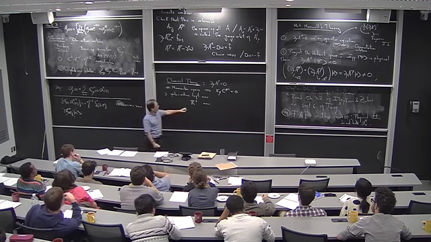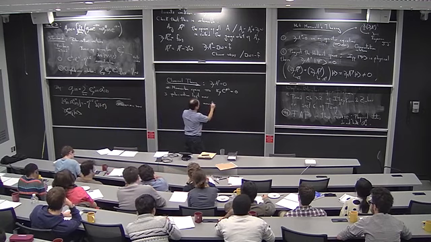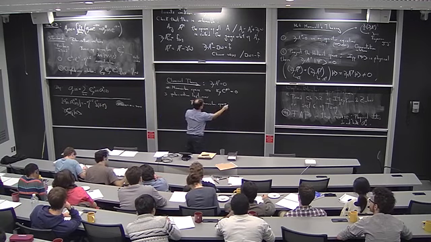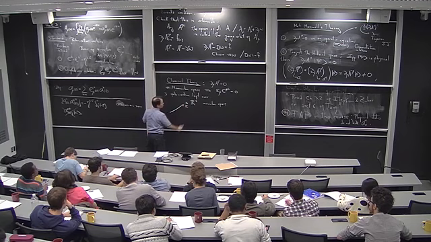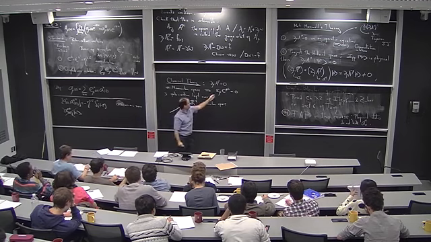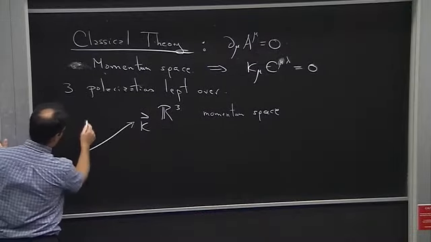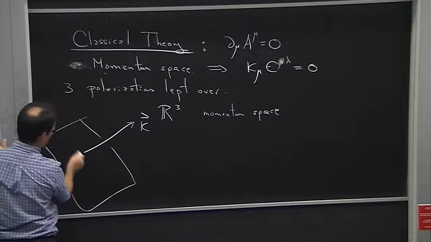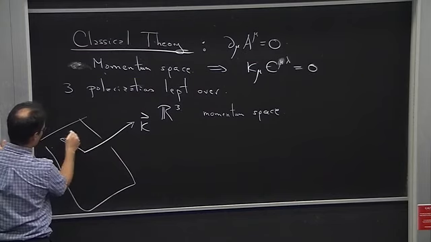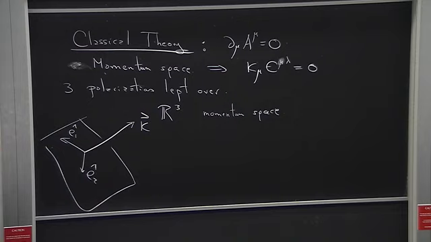Okay, so let's actually see how this happens. So in momentum space, you can draw the 3 components of your momentum k, and you can draw the space transverse to it. Let's say that you have some vector E1 transverse to it and some vector E2 transverse to it.